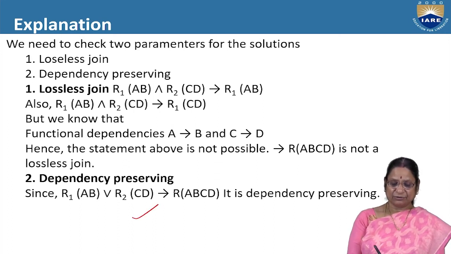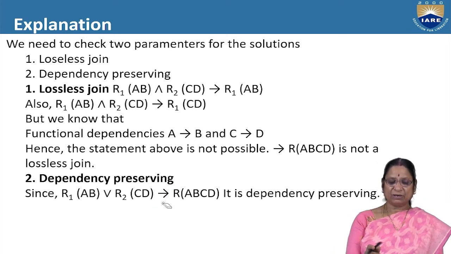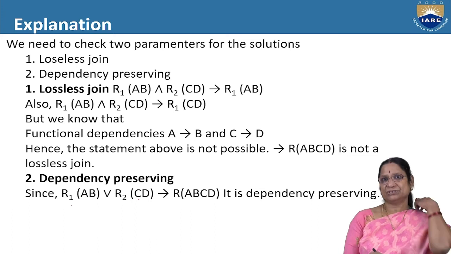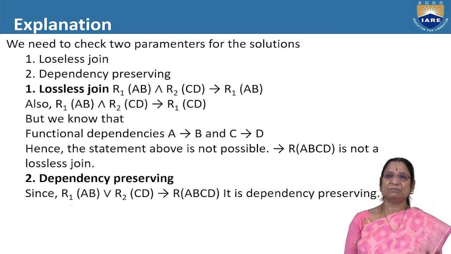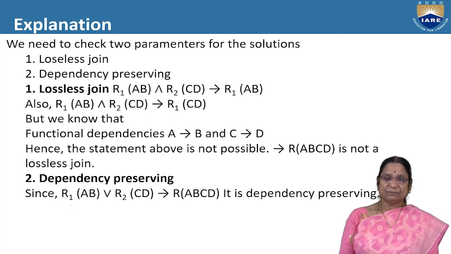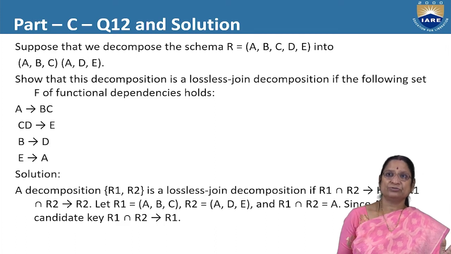But as I explained, dependency preservation holds good here, because one dependency holds on the first subrelation and another dependency on the second subrelation. So either of them together determines our ABCD. So the dependencies are individually preserved. That's why it's not a lossless join decomposition, but the dependency preserving property holds good.